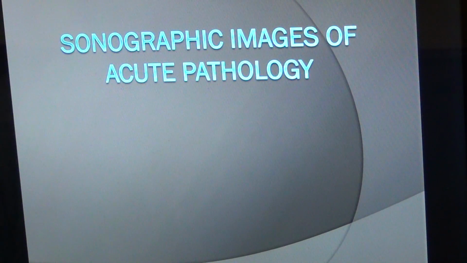Then what happens? An infection. Mostly we call it acute infection. There are situations called chronic obstruction, acute obstruction, chronic infection. But today I will discuss the acute pathology, sonographic description. Sonographically, how are you going to evaluate an organ that has an acute infection?